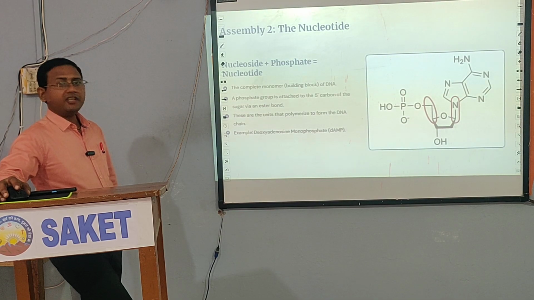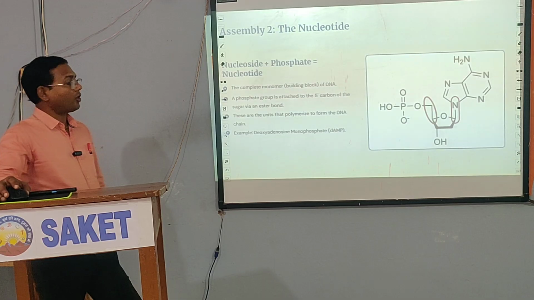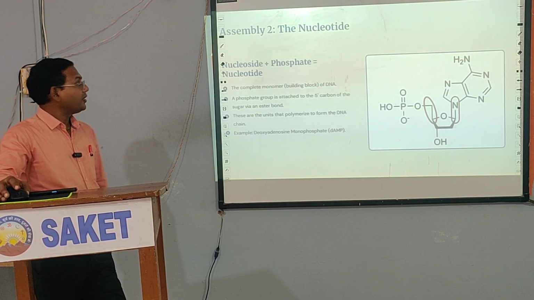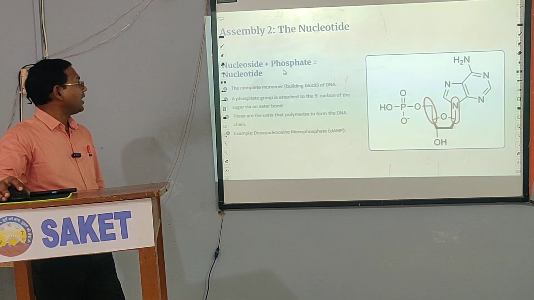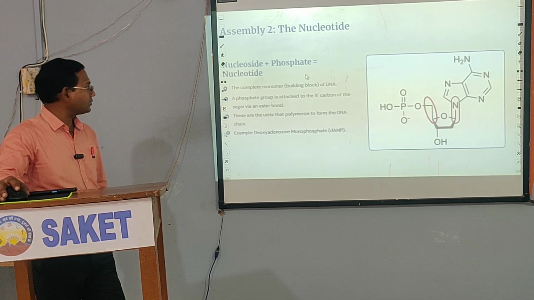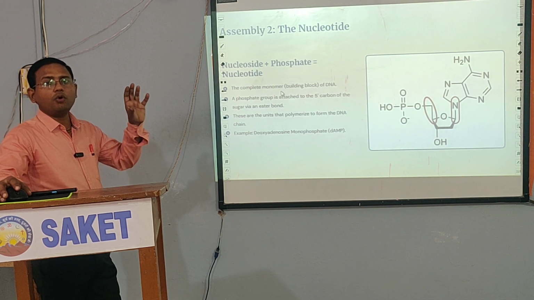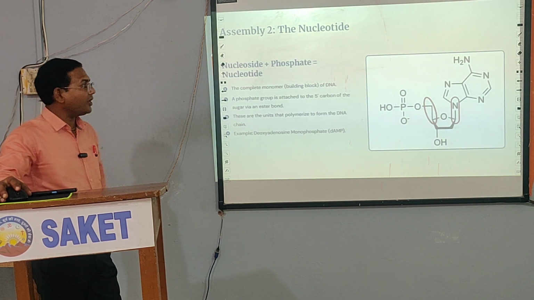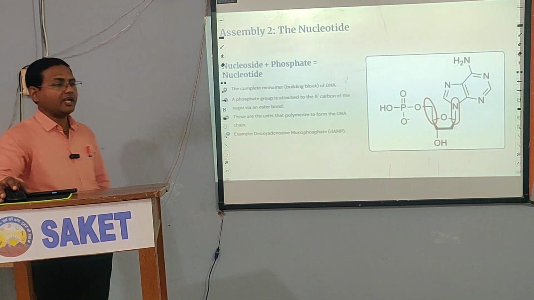And next step in the assembly of these 3 components is the formation of nucleotide. Nucleotide is formed when nucleoside, as we saw earlier, is attached with a phosphate group, then the resultant structure is called nucleotide. This nucleotide serves as the monomer of the DNA molecule. So this is the building block of the DNA molecule.